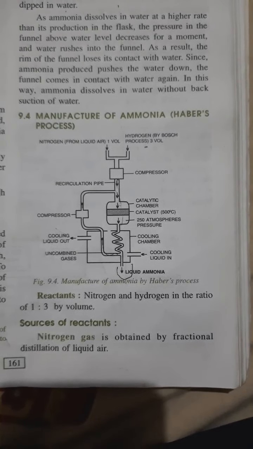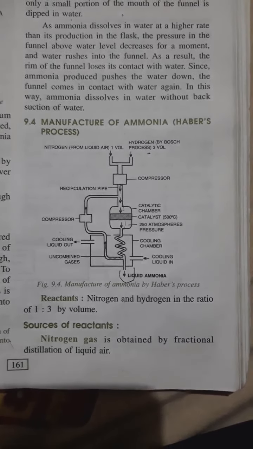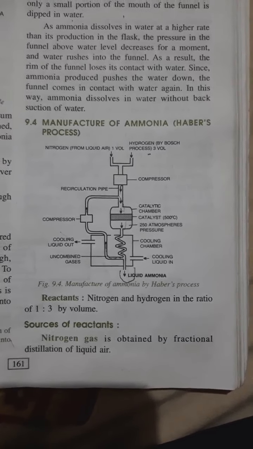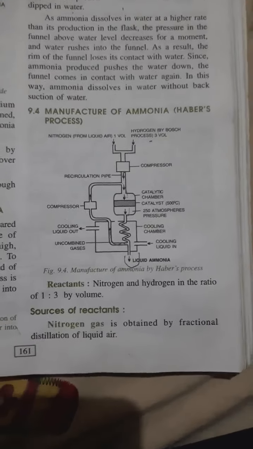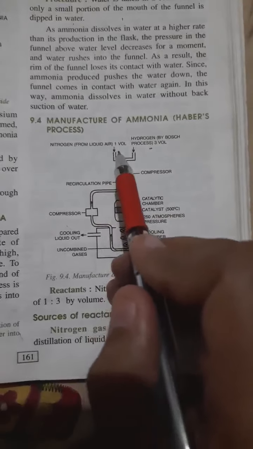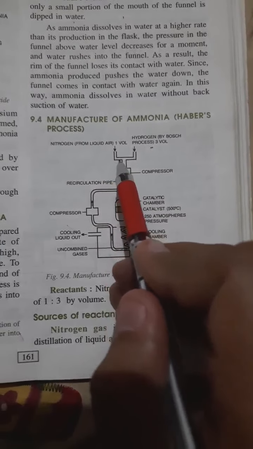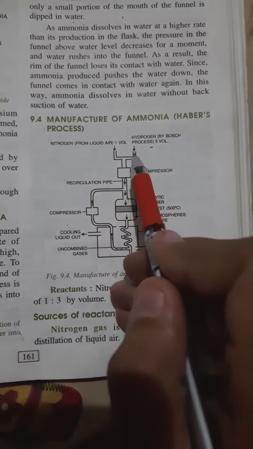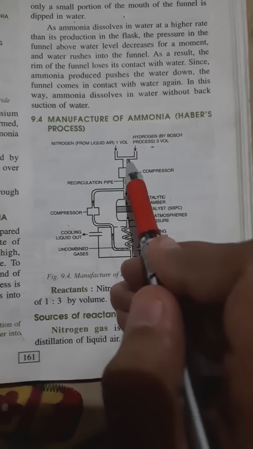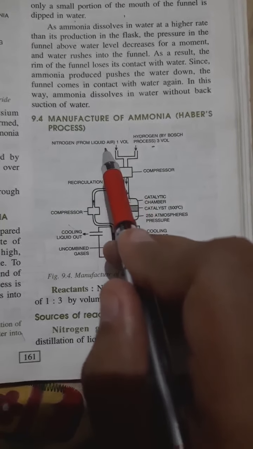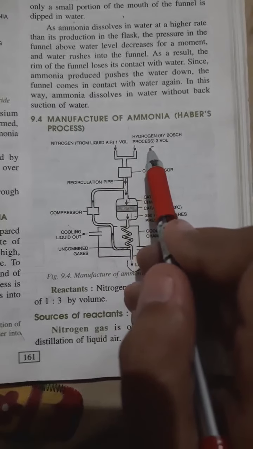Good morning students. In the previous video I think the video got blurred, so I am making this part of the video once again. So I want to tell you, see, from one side nitrogen is entering, right, and from one side hydrogen is going inside, right. Nitrogen is taken in one volume, hydrogen in 3 volumes.